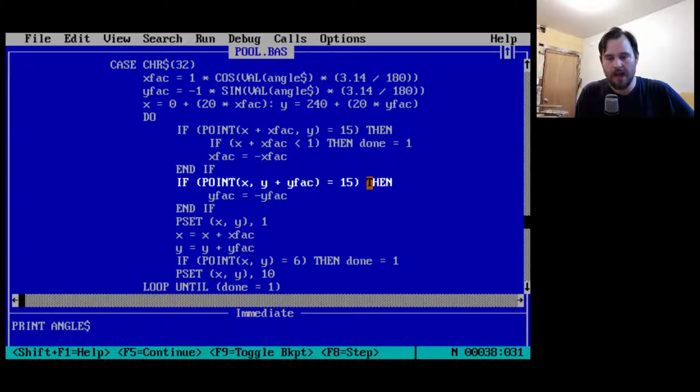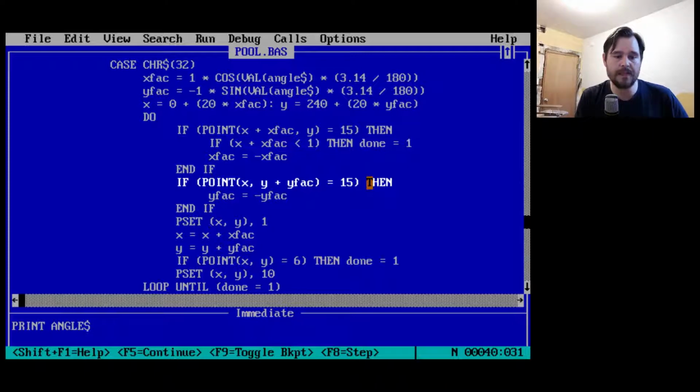Okay, same thing with the Y. If we hit white, then negate. And so this is why it bounces off and comes right back, because it's negating both xfac and yfac. So whatever it hits, it just starts traveling completely backwards, and it's not respecting the angle at which it bounces off a wall. So if the wall is not a vertical wall or a horizontal wall, it does funky things.